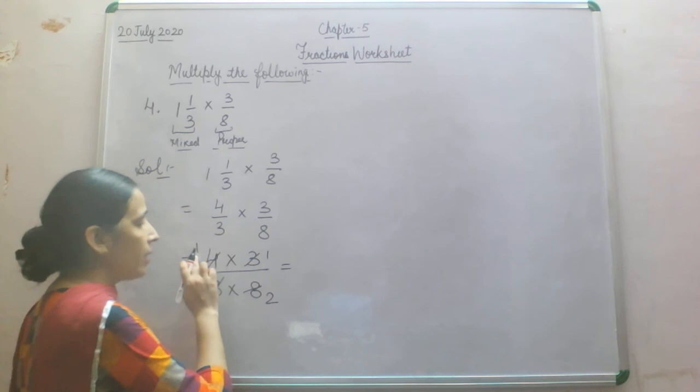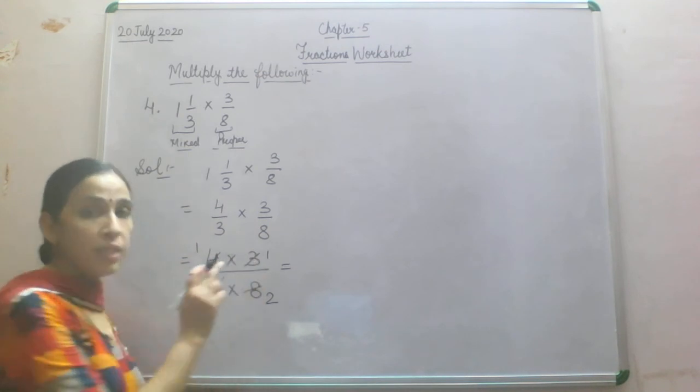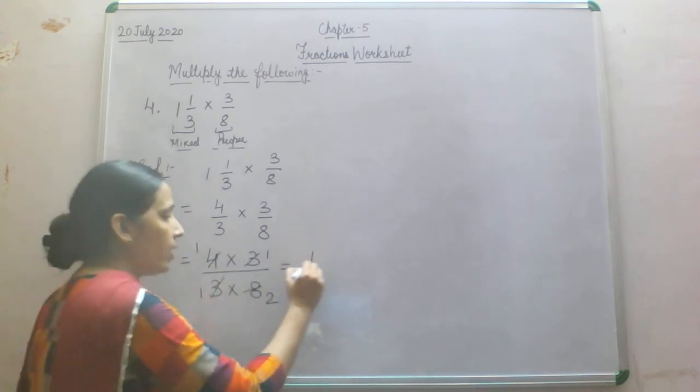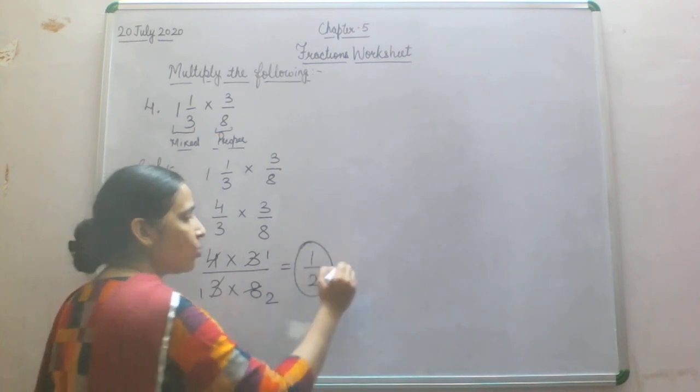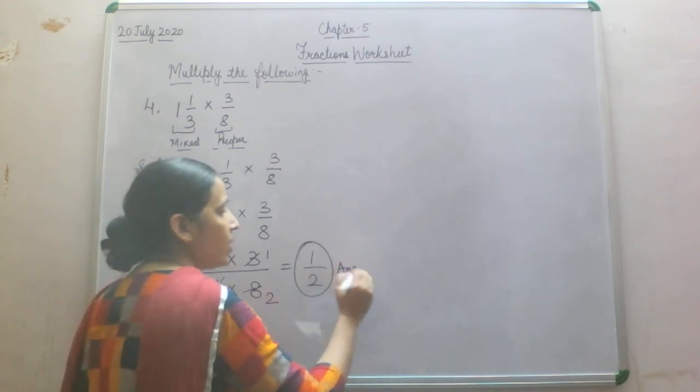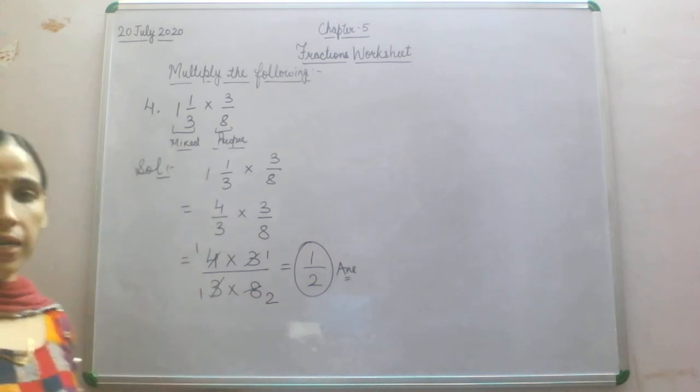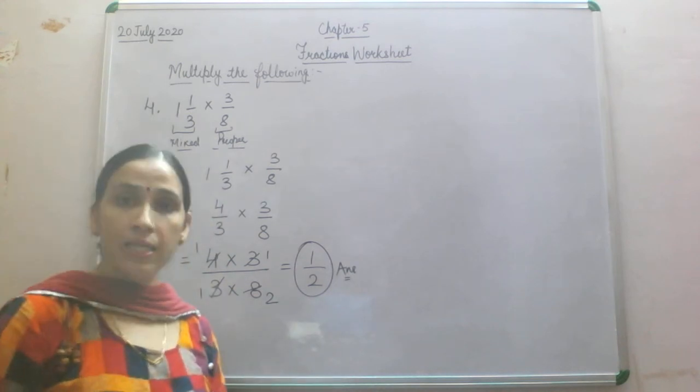Now you will be remaining with 1 in the numerator. 1 ones are 1, and here 2 ones are 2. So what answer have you got? That is 1 by 2. Fine. So what is that question? Let's see the question again.